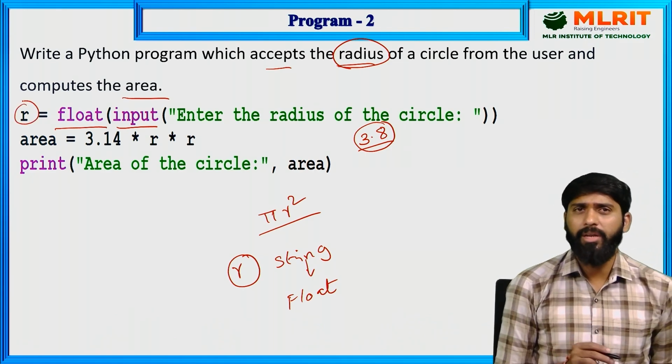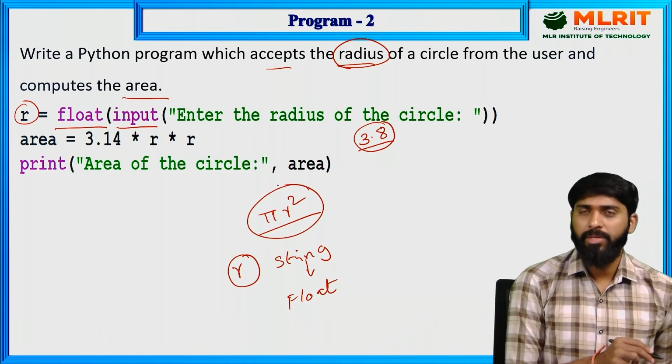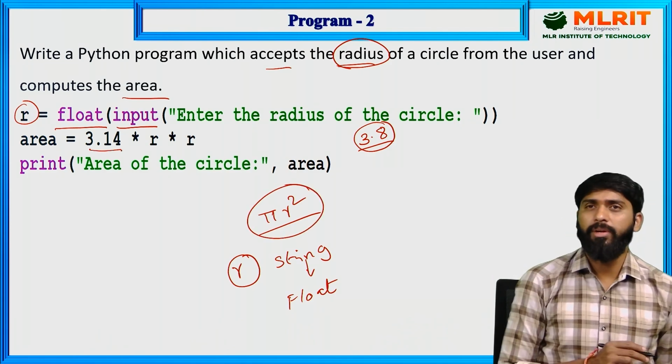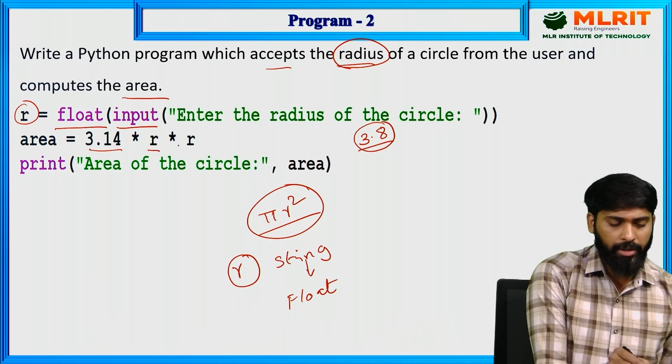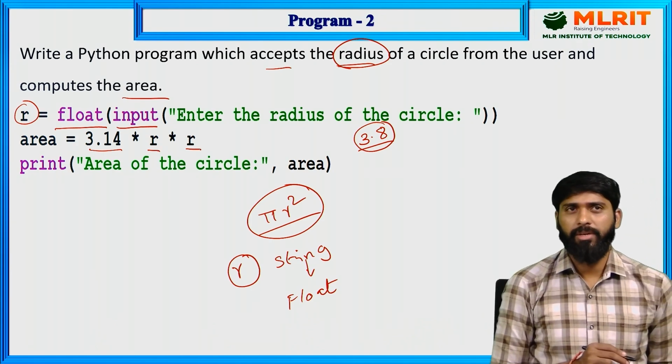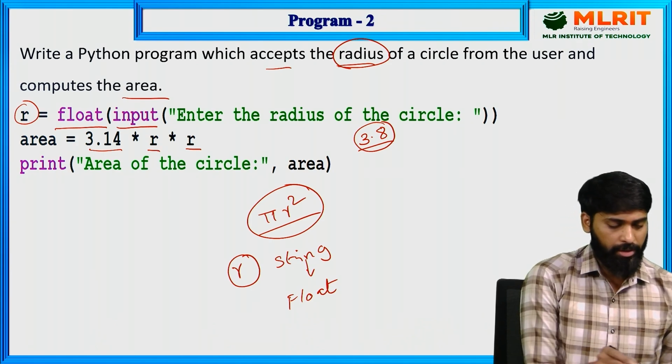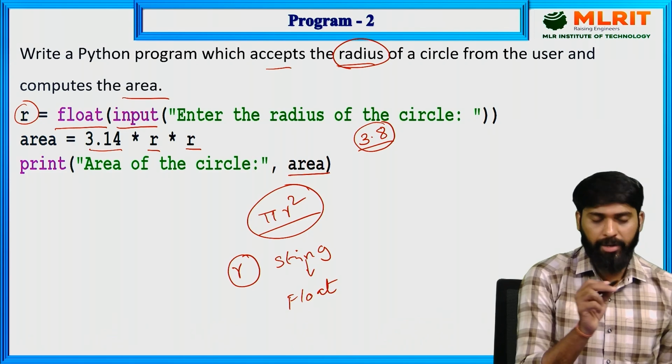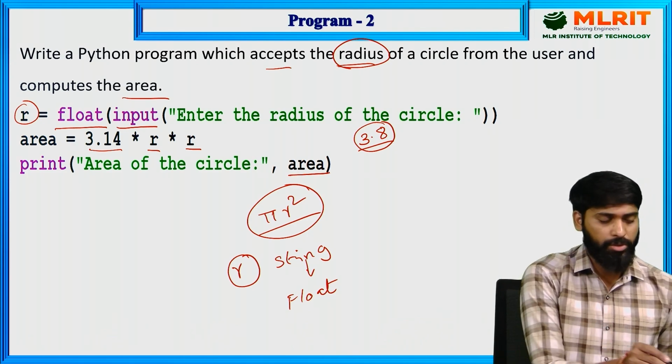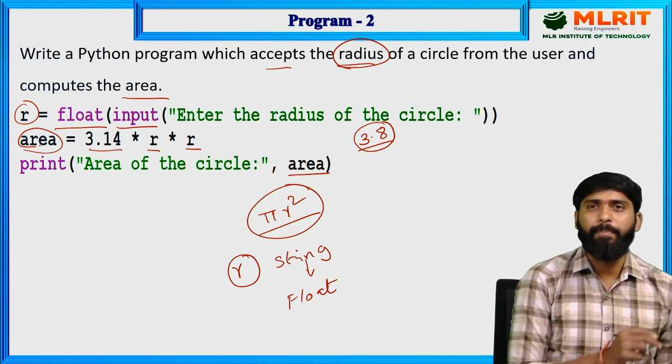Now what is the area formula? Pi r square. So pi means 3.14 into r, that means r square. And finally you are going to print the area. The area is stored in the variable area, so I print area here.